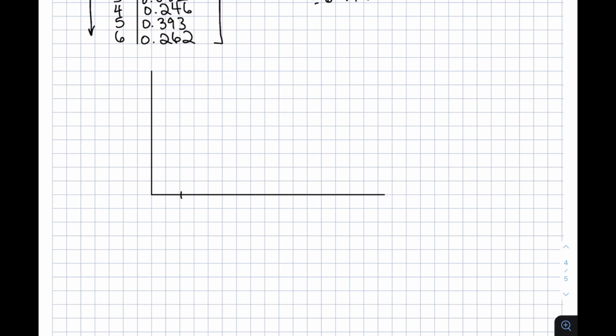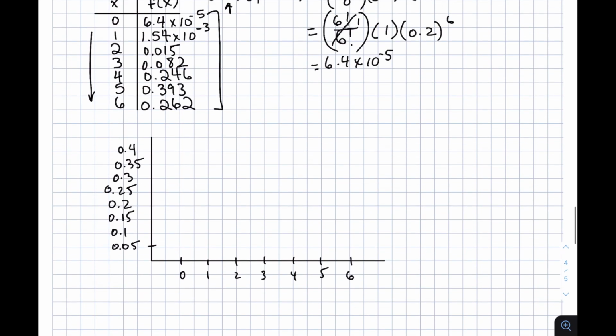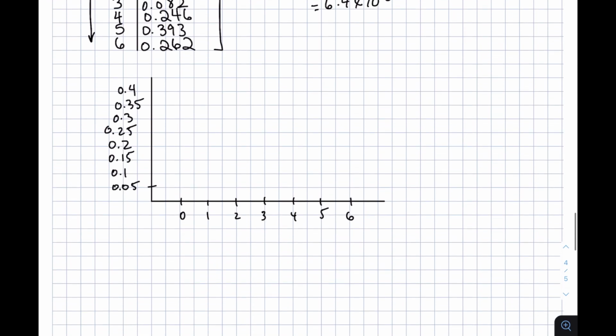So we have 0, 1, 2, 3, 4, 5, 6. And I'm going to be incrementing by 0.05 because we have some pretty small numbers. So these first two values are very small. They probably wouldn't be visible on the table. I'm just going to draw small lines just to show that they're there.